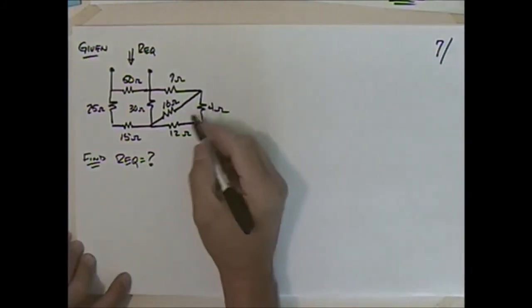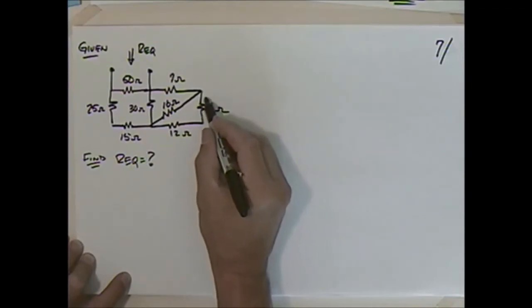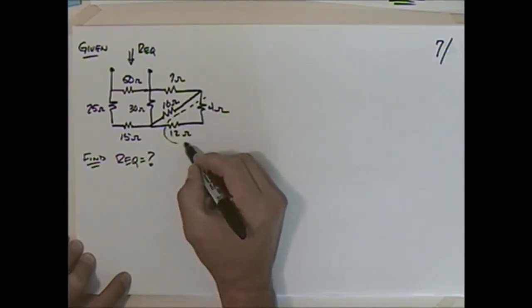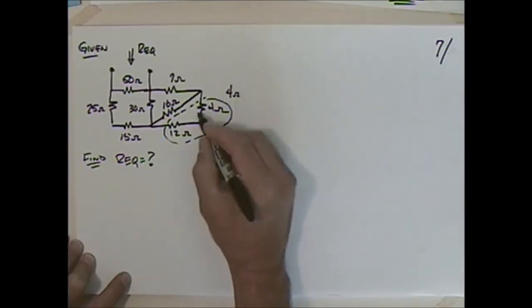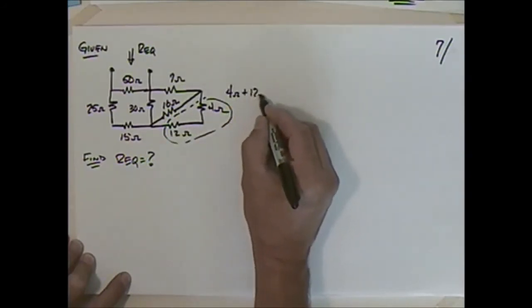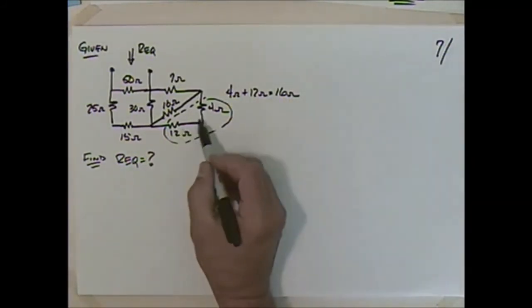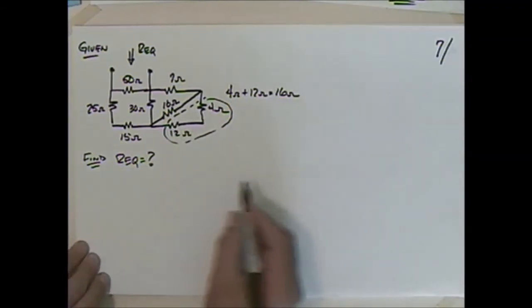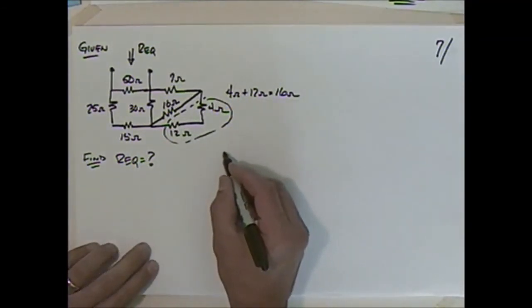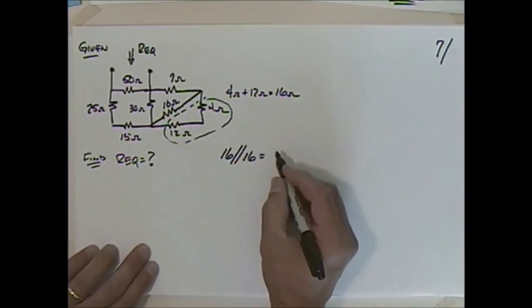I can't start here. I've got to start furthest away from it, which is probably going to be over there. What do I have there? Well, I have 4 ohms in series with 12 ohms, which is going to give me 16 ohms, isn't it? So now I have that 16 in parallel with that 16. Sometimes I'll shortcut that and write that as 16 in parallel with 16, which gives me what?